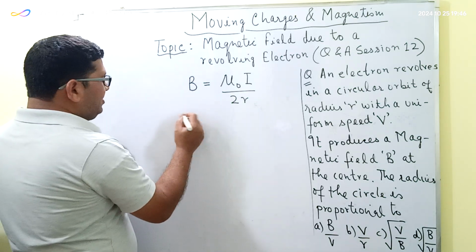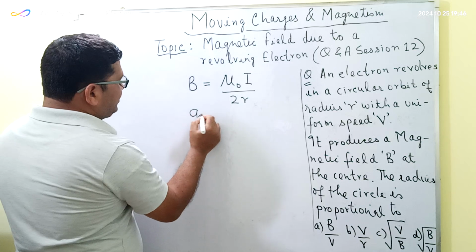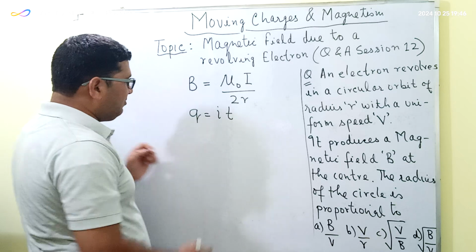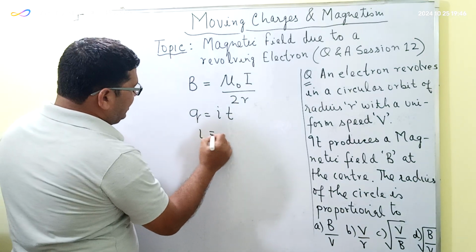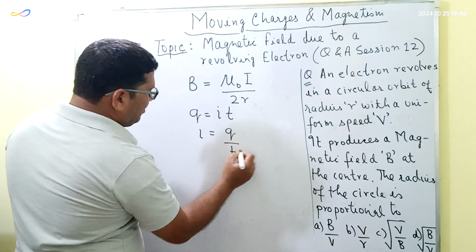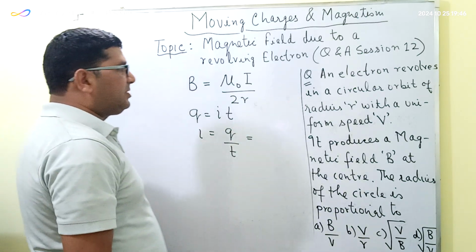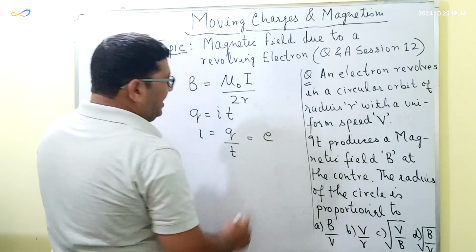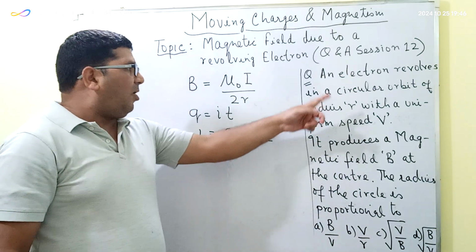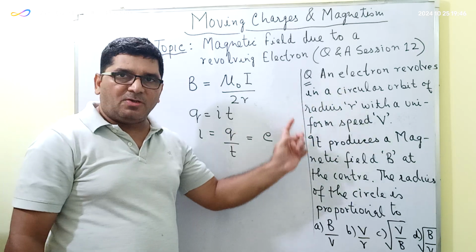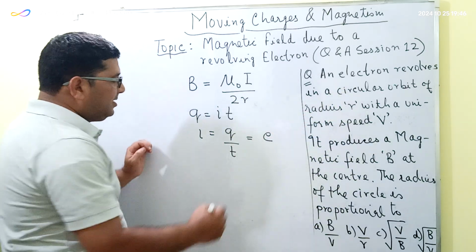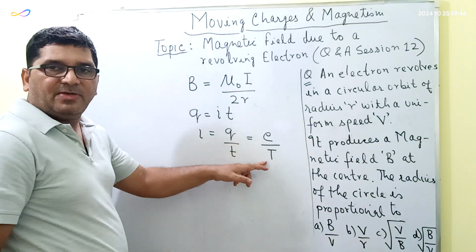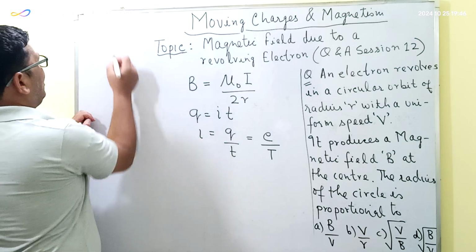We know that Q is equal to I T, where I is the current, Q is the magnitude of the charge and T is the time. From this relation, I is equal to Q upon T. In the case of an electron revolving in a circular orbit, the charge on the electron is e, and if the time period of its motion is capital T, then the current will be e upon T.